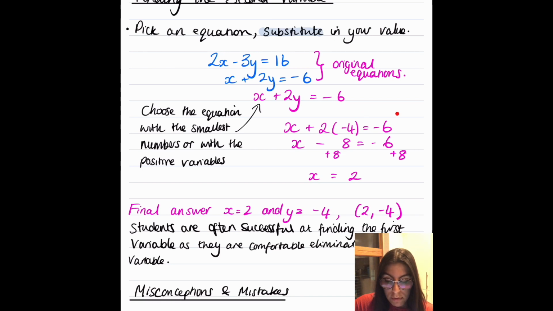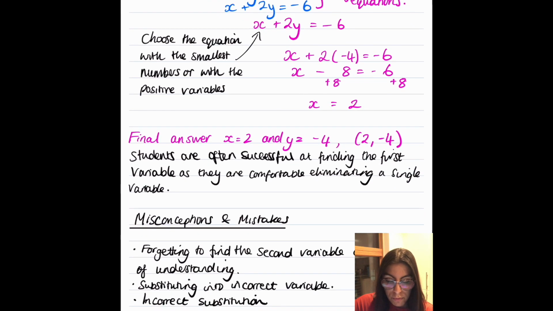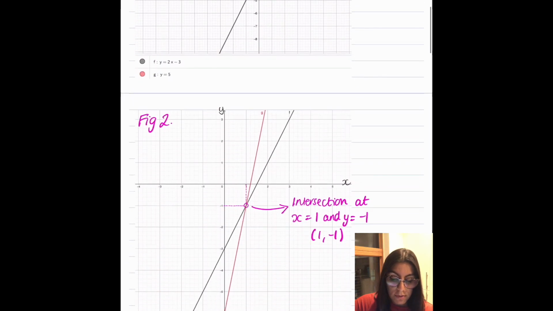I'm going to solve this. I've simplified my signs as well, so I've got x minus 8 equals negative 6, plus 8 plus 8, x equals 2. So my final answer should be x equals 2 and y equals negative 4. Again, setting this out as a coordinate, as remember right from the start, the whole purpose of these was to find where two lines are intersecting.